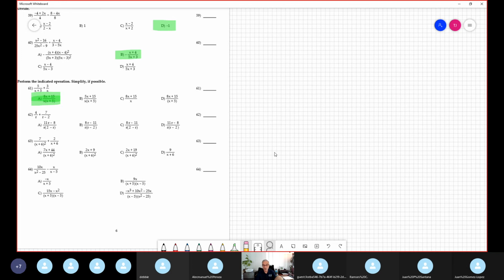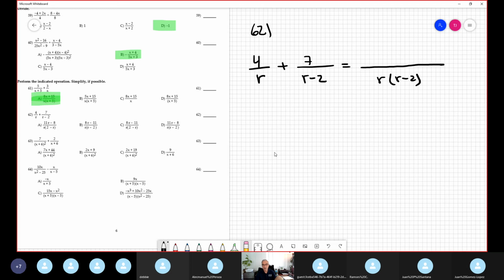Suppose 62 is easy also. It is 4 over r plus 7 over r minus 2. The least common denominator, similar to the previous, is r times r minus 2. No repetition, take both. The top part: this divided by this is r minus 2 times 4, plus this divided by this is 7r. Do you follow me?